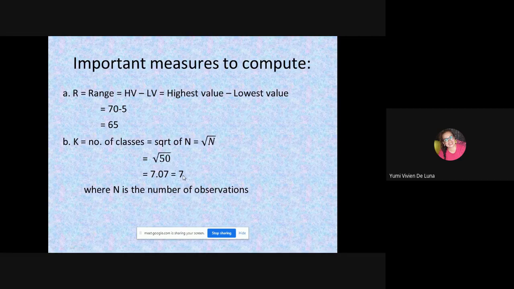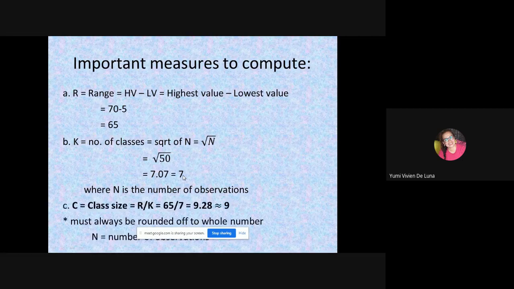So you have 7. Okay, next is the class size. This is actually the most important value to be computed in constructing your FDT. The formula for class size is range over number of classes, or R over K. So getting the quotient of that, 65 divided by 7, will give us 9.28 or approximately 9. Again, we round this off to whole number.